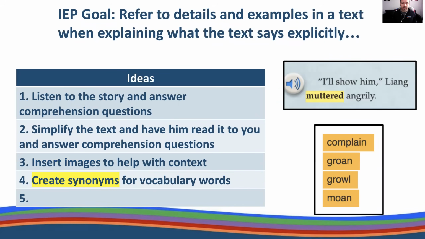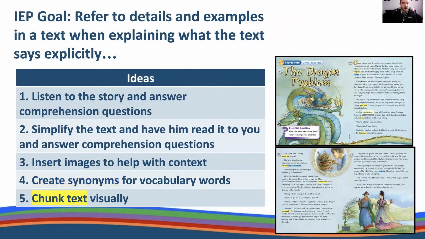So here, creating synonyms for vocabulary words. So the same meaning, just a different word, right? So instead of "I'll show him," Liang muttered angrily. If you just go on thesaurus.com, you have lots of different words. Instead of muttered, you can choose complain, groan, growl, moan. So maybe one of these words is more accessible to the student that you're supporting, and maybe simplified text is in their IEP, right? And like I said, this is from thesaurus.com, really simple.